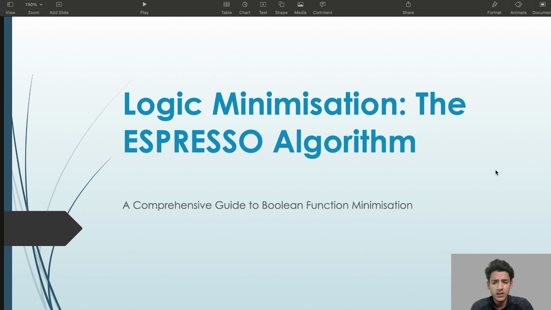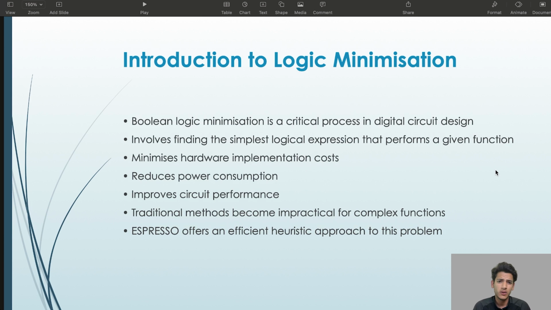Now we will discuss the need for logical minimization in Boolean logic. Before we explain the details of Espresso, let's talk about why minimizing Boolean functions is so critical. In digital design, every logic gate consumes space, power, and generates heat. When a Boolean function is implemented directly from its full truth table, the result is often an overly complex circuit that is inefficient and costly. By minimizing these Boolean expressions, we reduce the number of logic gates required.